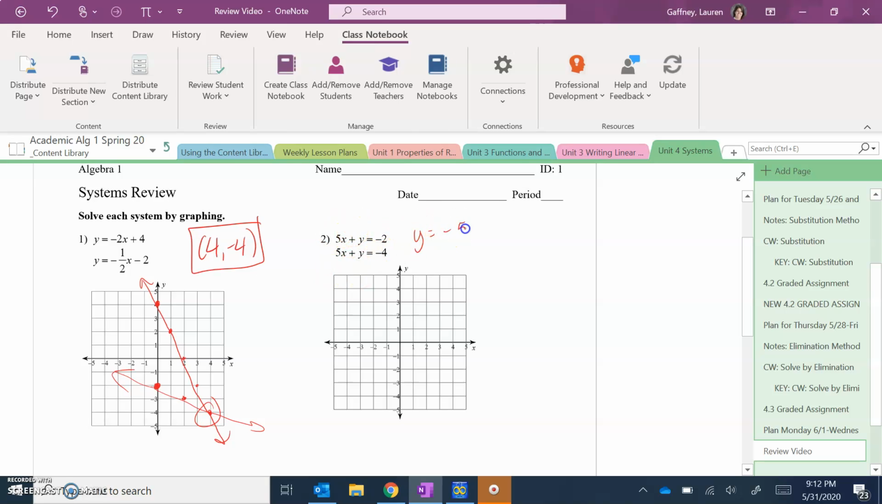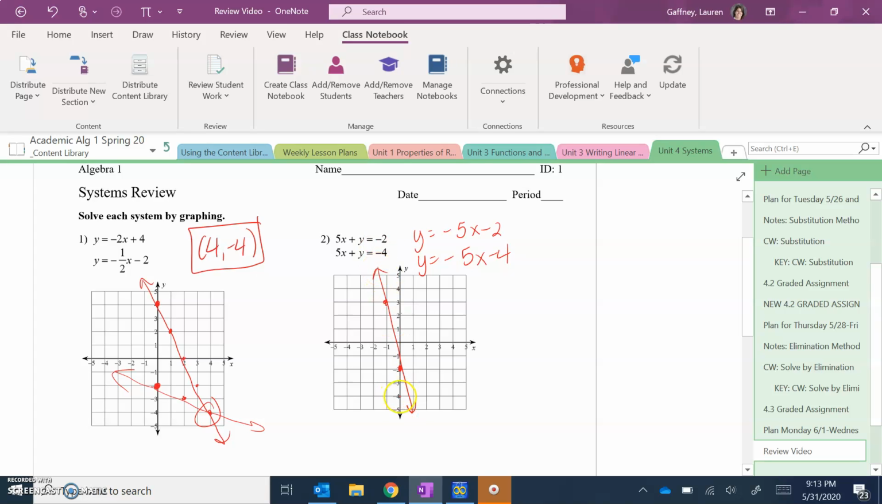Okay, now notice these aren't solved for y, so I need to solve them both for y first. So I'm going to subtract the 5x over in that one, and in this one I'm going to subtract the 5x over as well. So let's graph them from here. So -2, and then if I go down 5, right 1, that's not going to really fit. So let's go up 5, left 1.